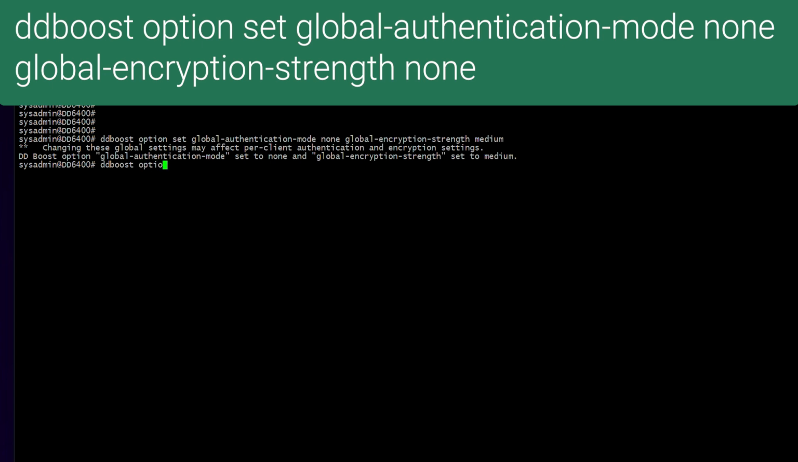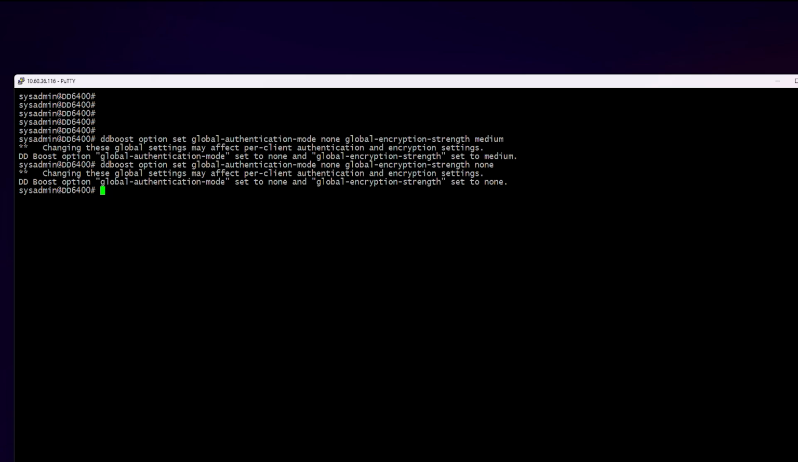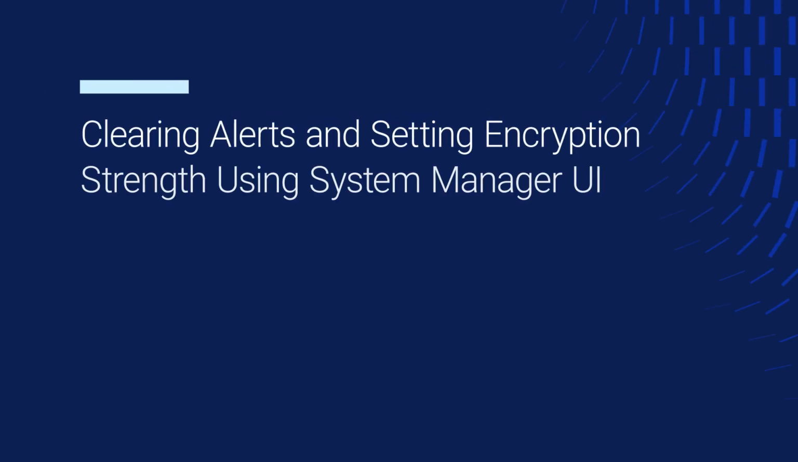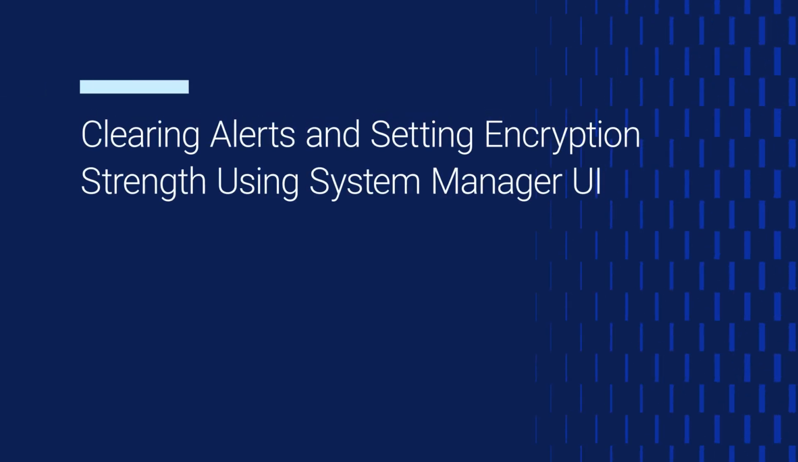If you need to reset the global authentication mode and encryption strength to none, use the command ddboost option set global-authentication-mode none global-encryption-strength none. Now let's go through the steps using the Data Domain System Manager UI.